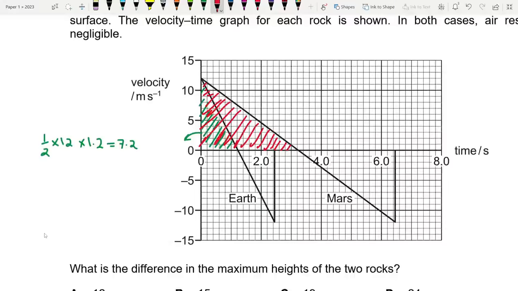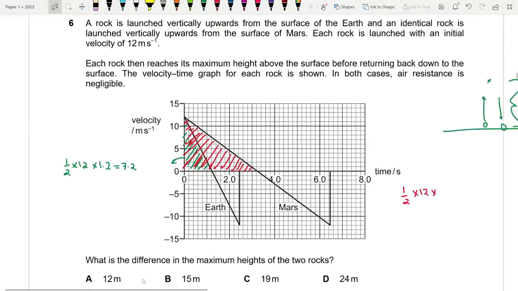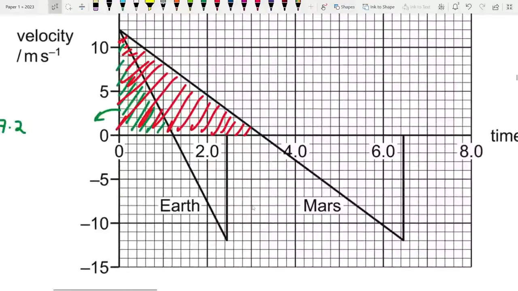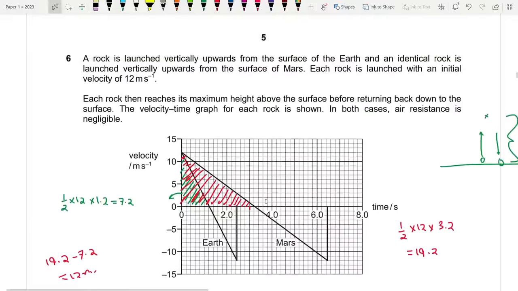This is the bigger triangle. So same velocity initially. So that is half times 12 times, how much is this? Wait, let me check. So that's 2 point, this is 3, right? 1, 2, 3, 4, 5. This is 3.2. Okay. 0.5 times 12 times 3.2 is 19.2 meters. So 19.2 minus 7.2 meters gives you a value of 12 meters. That is the difference between the maximum heights.